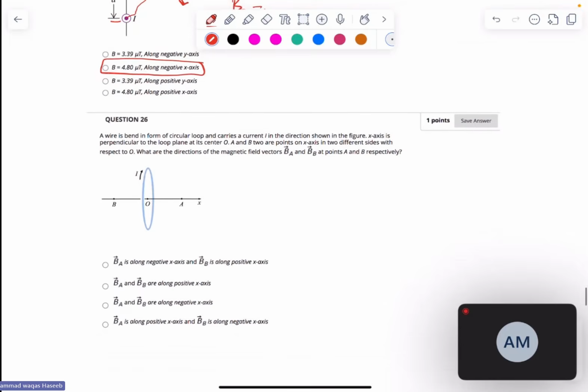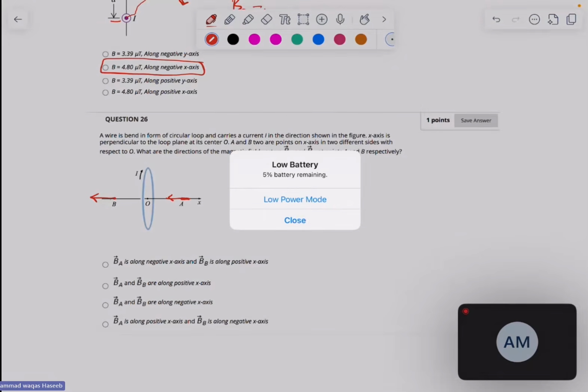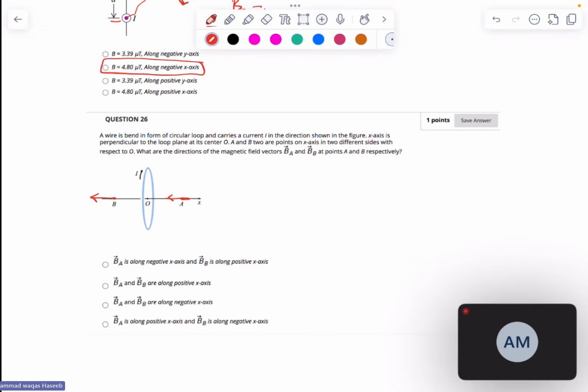Next question is simple enough. The wire is bent in a circular loop. The current is in this direction. If you are seeing from this side, the magnetic field is in this direction. And if you are seeing from this side, the current is in this direction, so the magnetic field is also in this direction. So both A and B are moving along the negative x-axis.